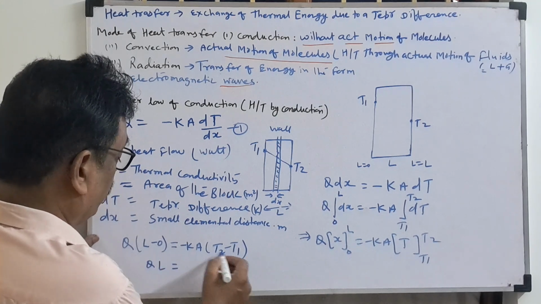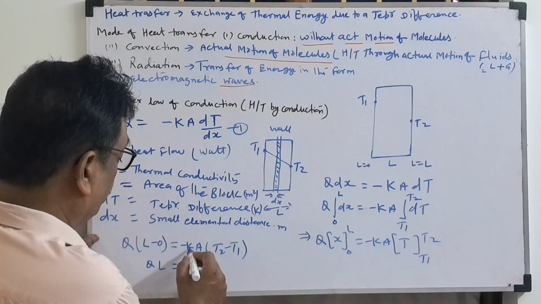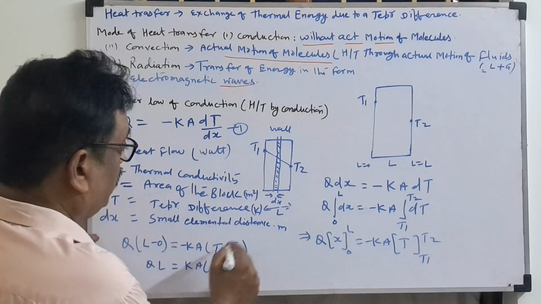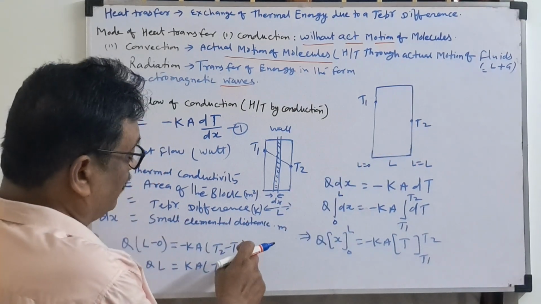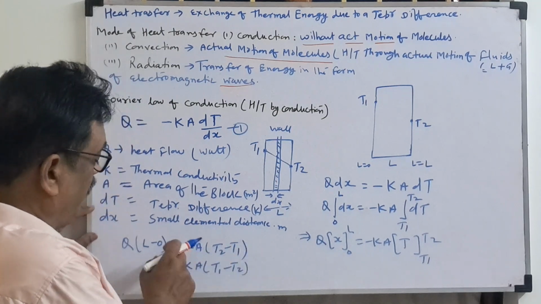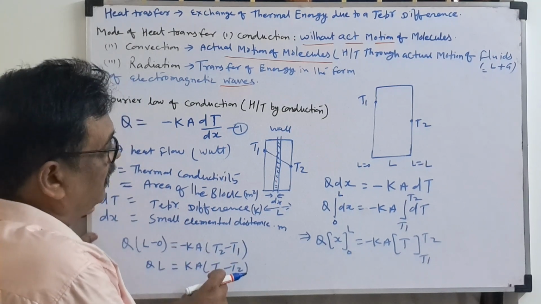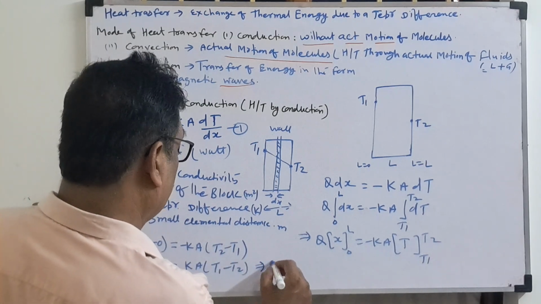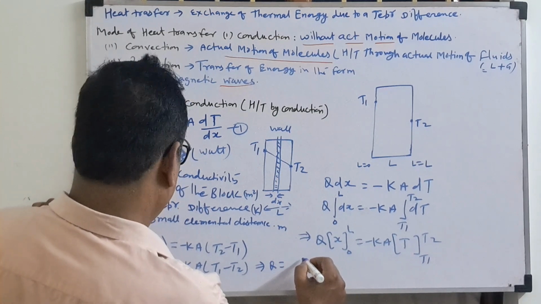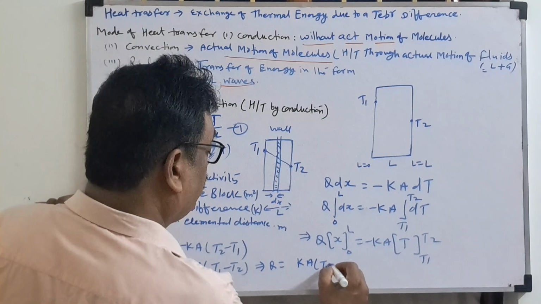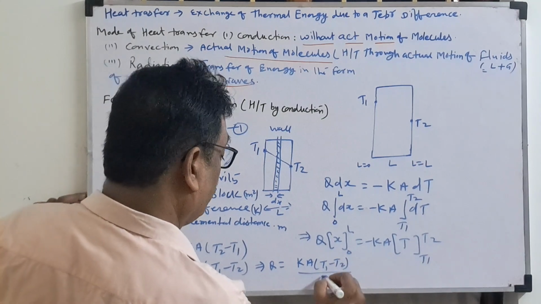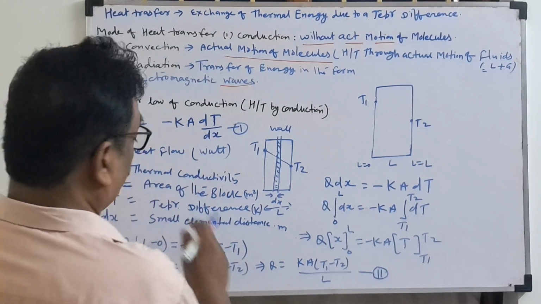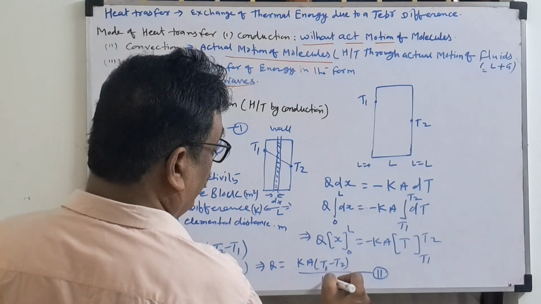QL is equal to, if I remove the minus, what will I write here? Ka, T1 minus T2. If lower temperature minus maximum temperature is taken, the negative will come. So negative negative gives positive. So now I am writing T1 minus T2. That implies Q is equal to Ka times T1 minus T2 by L. This is how the heat flow formula came: K A T1 minus T2 by L.